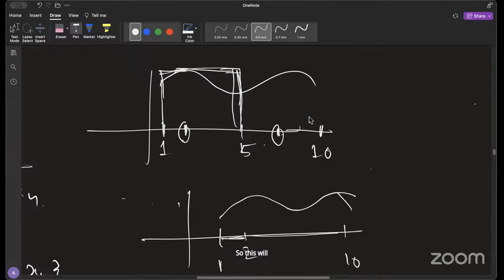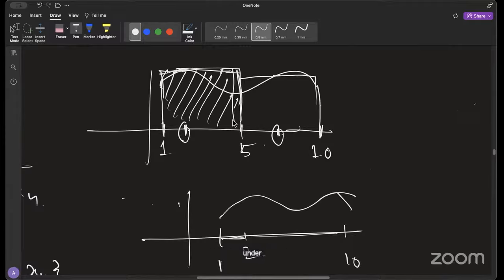So this will be the first rectangle and this will be the second rectangle, right? Height you're taking to be this. So now the area will be this, under this rectangle and then under the second rectangle.